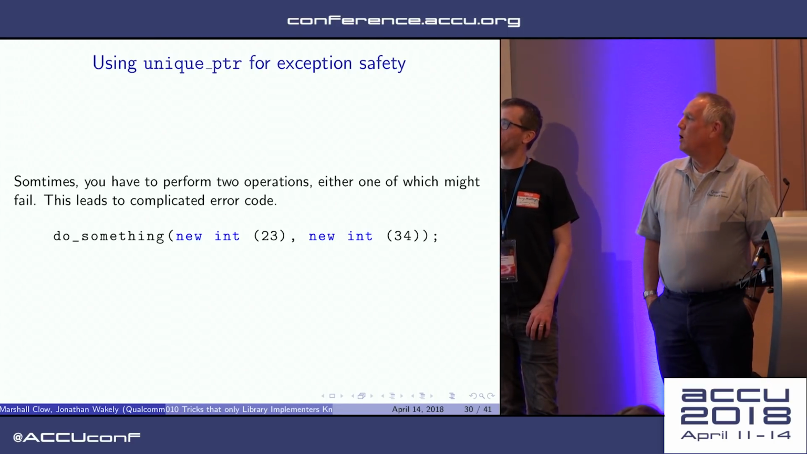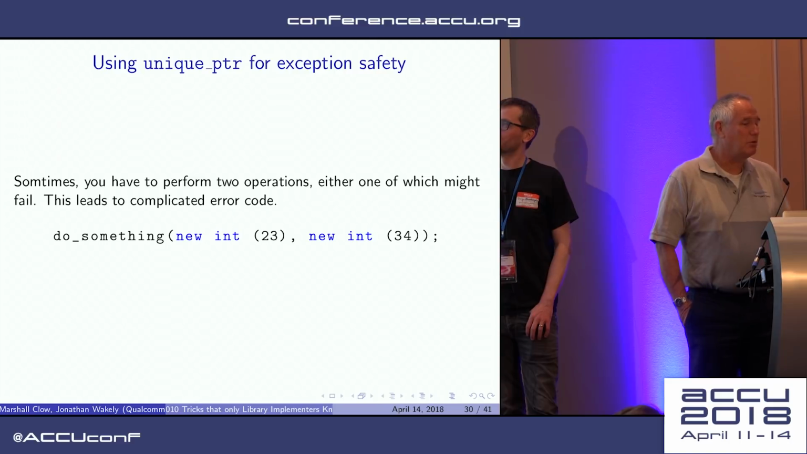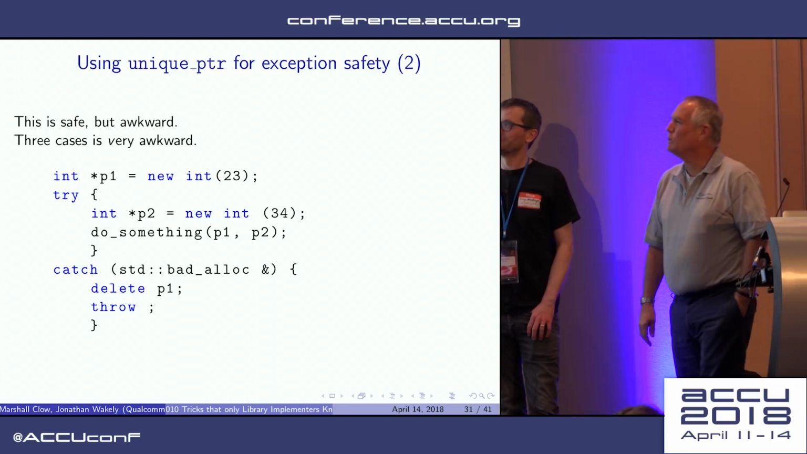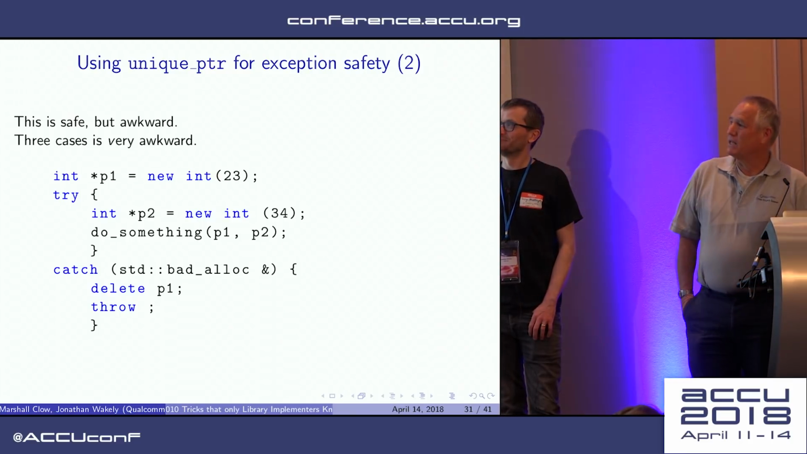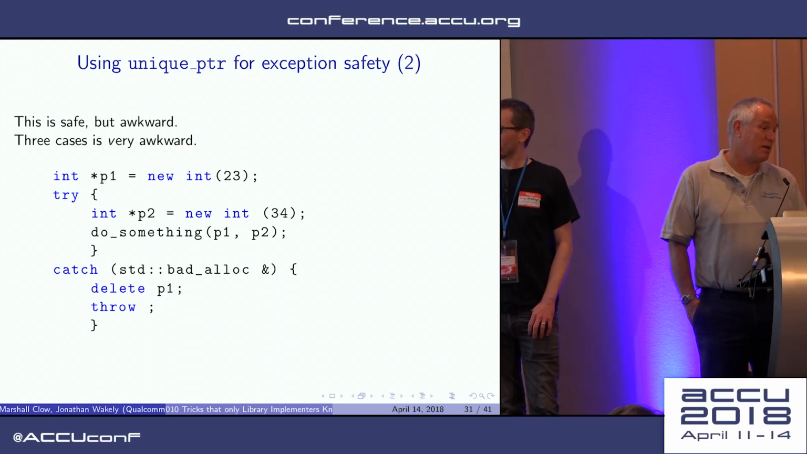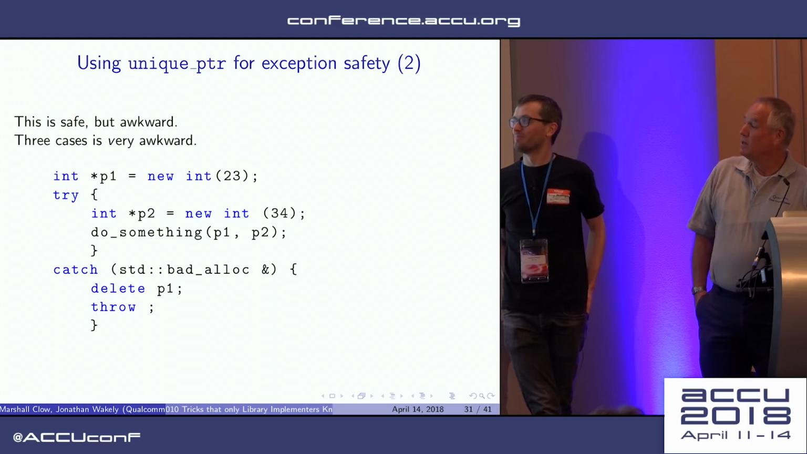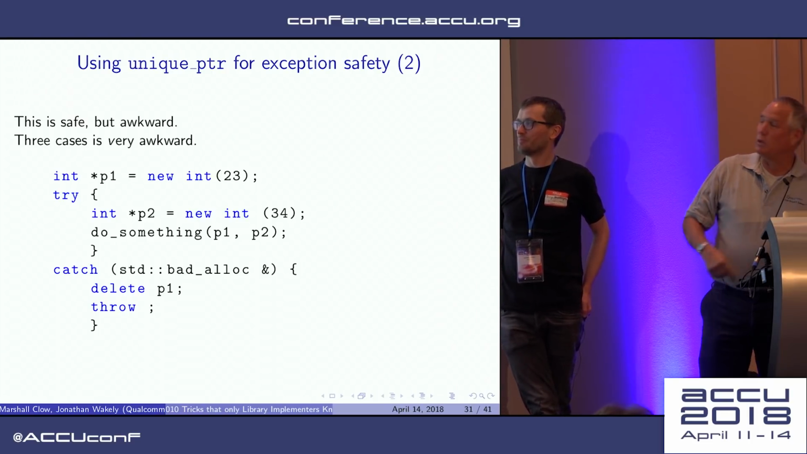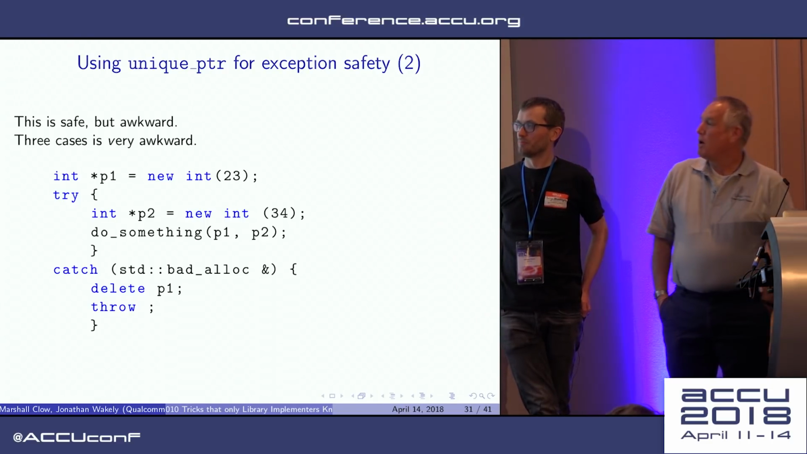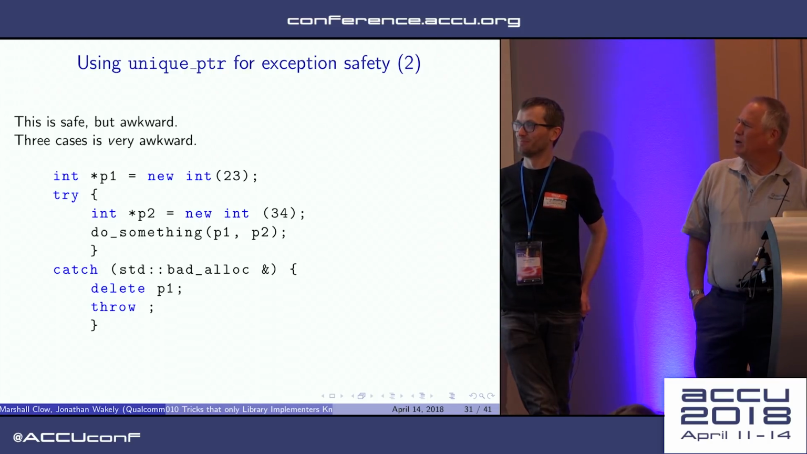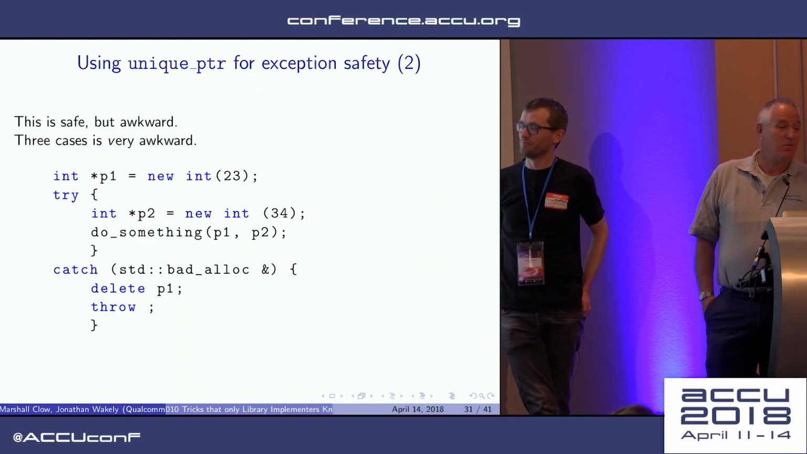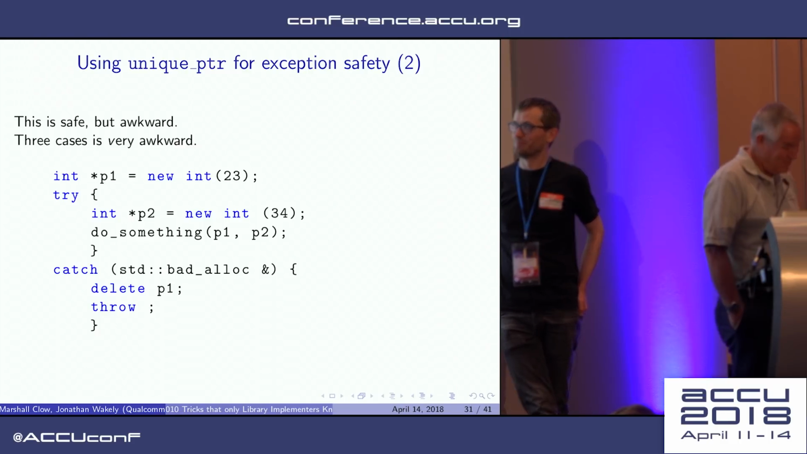And you say, okay, fine, I'm going to have to write some try blocks. We allocate one, and we wrap the second allocation in a try block, and if that fails, we delete the first one. Now, we don't need to wrap the first one in a try block, because if it fails, it throws, and that's fine. There's no leaks. But this is annoying to write. It's easy to get wrong. If you have 3, it gets really ugly.